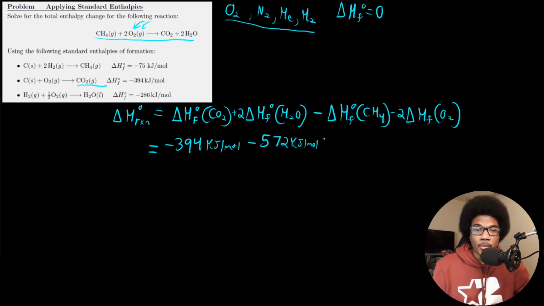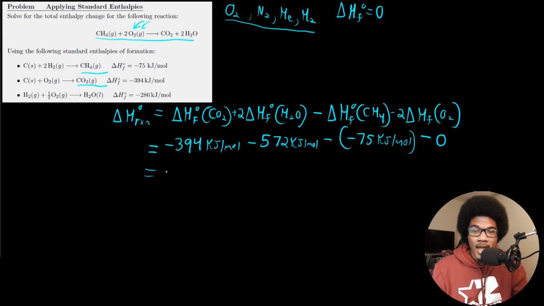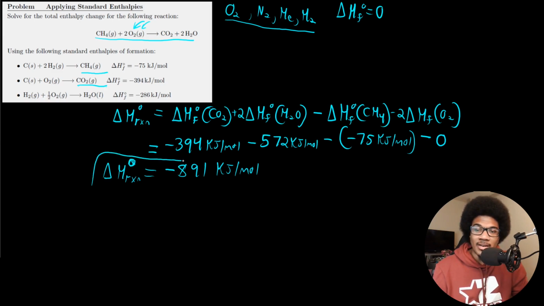And for the reactants, we're going to have negative, we're given the enthalpy of formation for methane. That's going to be negative 75 kilojoules per mole. And like I said before, the standard enthalpy of formation for any standard element, in this case O2, is going to be 0. So we just have 0 at the end. So when you add all this up, negative times a negative is going to be a positive there. And then you add up all these numbers, we get negative 891 kilojoules per mole. And that's going to be the enthalpy of the reaction at standard conditions.